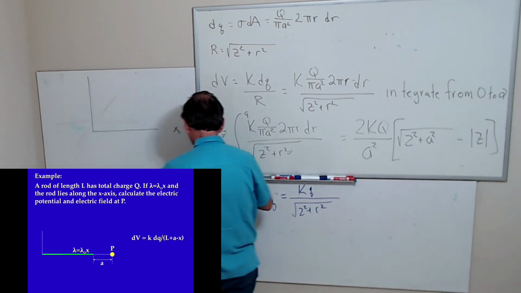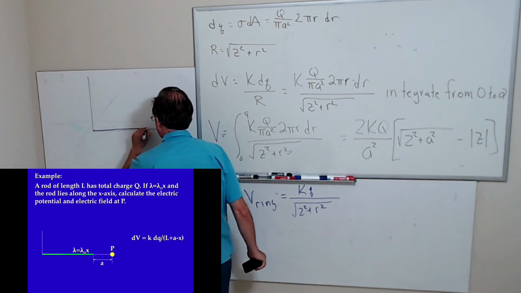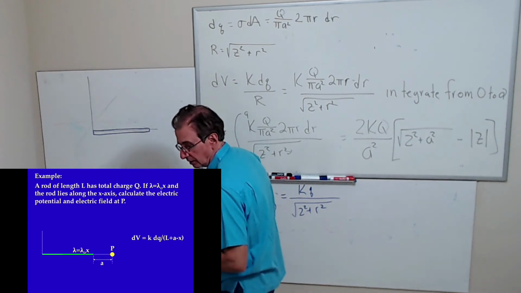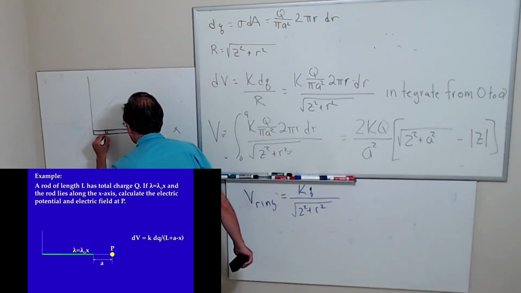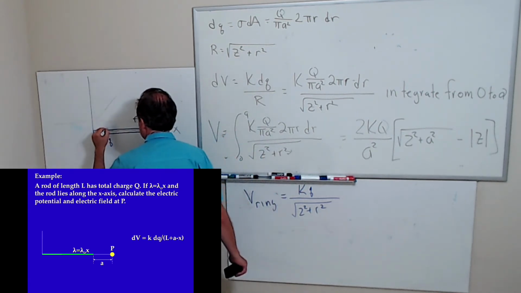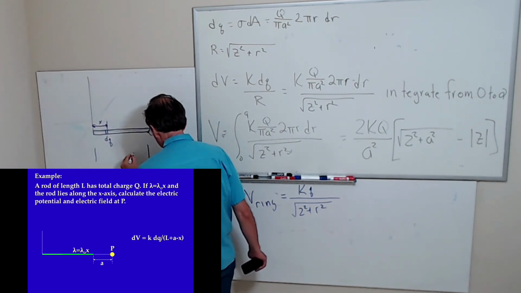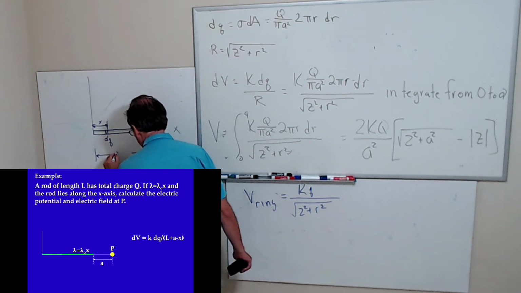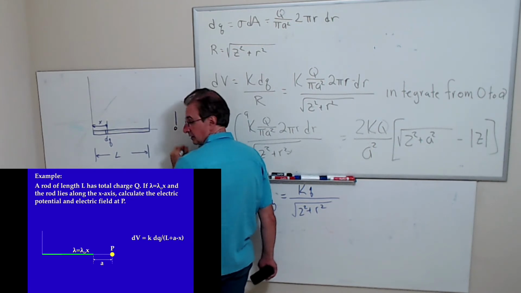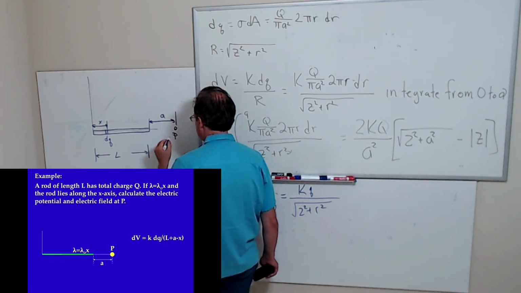Here's the x-axis. Here's the rod. Here's an element of the rod, Q. The element is a distance x from the origin. The length of the rod is L. The distance to point P from the end of the rod is A. And again, this is the x-axis.